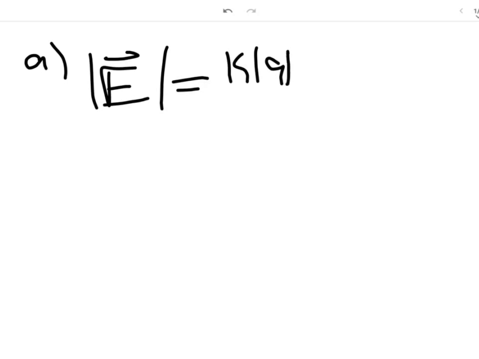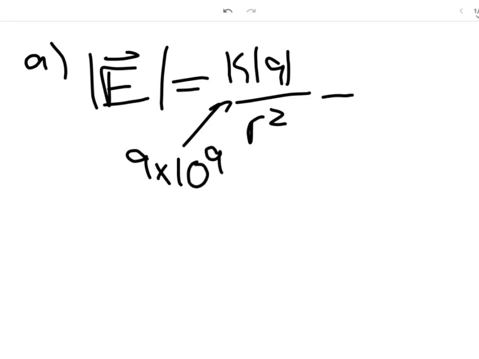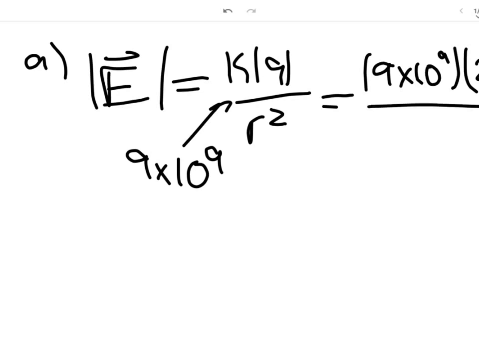So the formula for the magnitude of the electric field is E is equal to K Q over R squared, where K, the proportionality constant, is 9 times 10 to the power of 9. So that is 9 times 10 to the power of 9 times Q, which is 2 times 10 to the minus 9, over 0.4 meters squared, and you will get 1.12 Newton per coulomb.